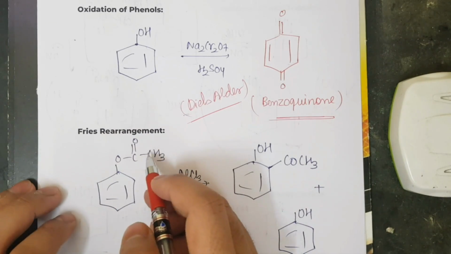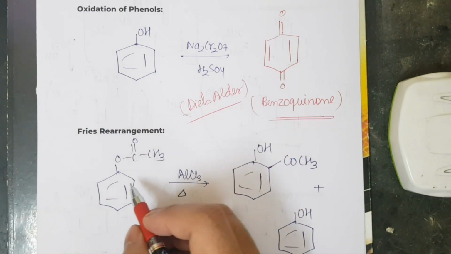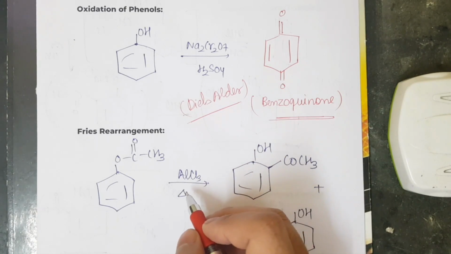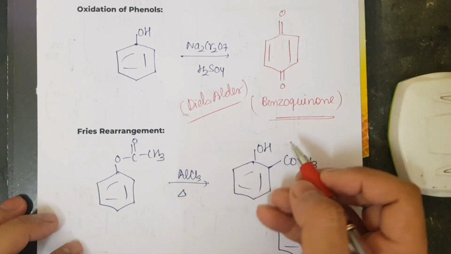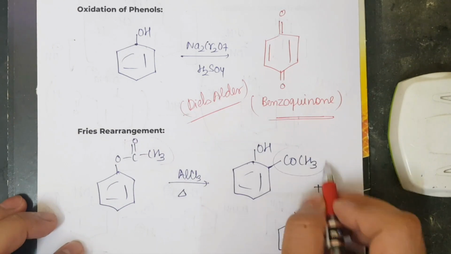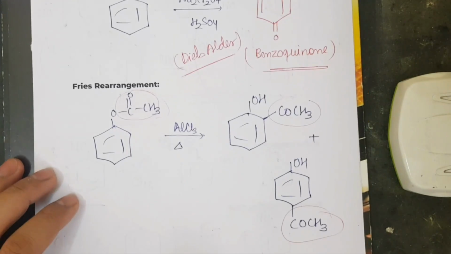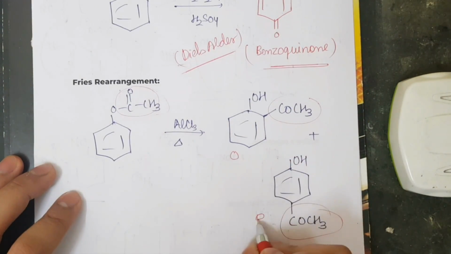Next we have the Fries rearrangement. We have taken this compound, which is an ester basically. We take AlCl3, it gives the formation of phenol along with C double bond CH3, which is rearranged. Similarly, it can also be rearranged to the para position, which has been mentioned. So ortho or para can be formed.